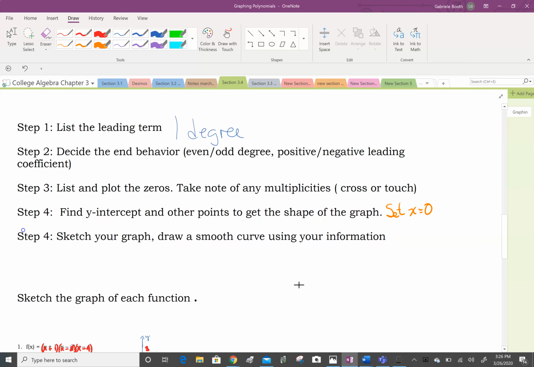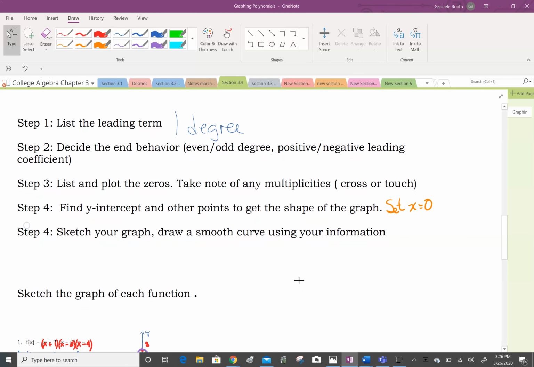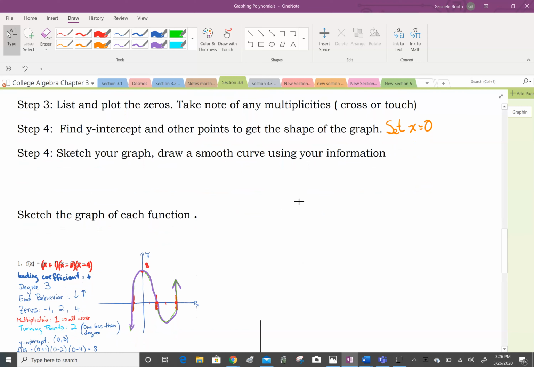Then we're going to find the zeros. Also take note of any multiplicities. Do they cross or touch? Another good point to graph would be the y-intercept and any other points that get you the shape of the graph. You may want to make a little t-table if you just need to sketch it, and if you just need to find some important points, then that would be sufficient.